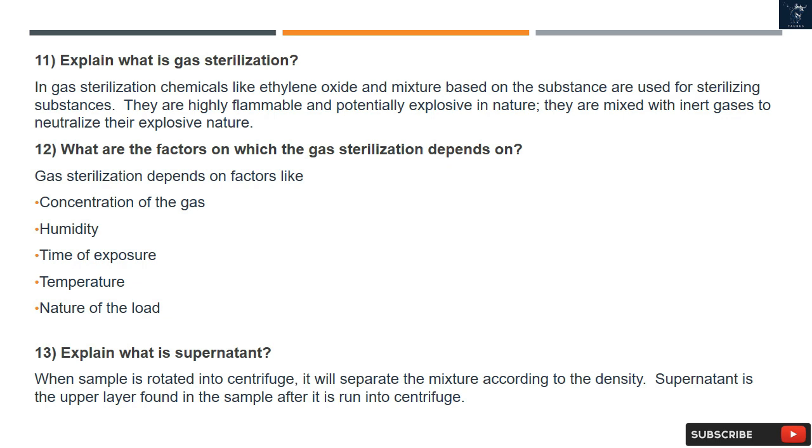12. What are the factors on which gas sterilization depends? Gas sterilization depends on factors like concentration of the gas, humidity, time of exposure, temperature, nature of the load. 13. Explain what is supernatant. When a sample is rotated in a centrifuge, it will separate the mixture according to density. Supernatant is the upper layer found in the sample after it is run in a centrifuge.